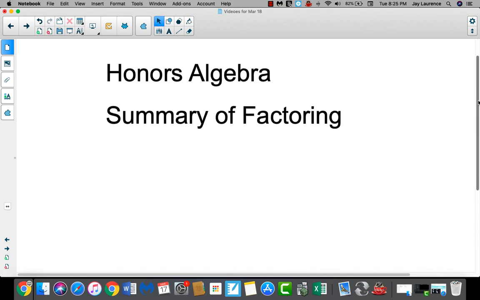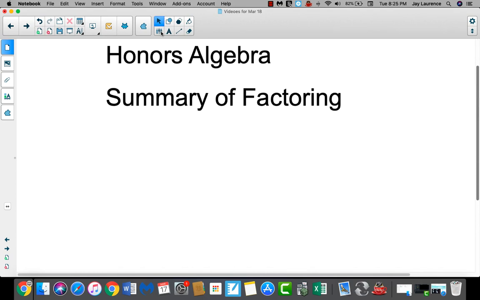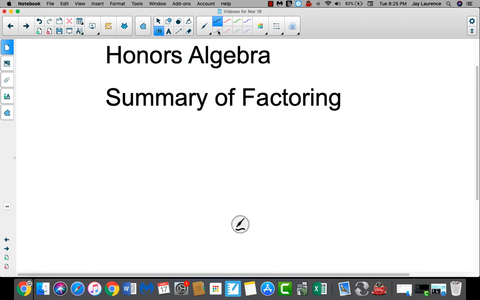Beginning algebra students, Mr. Lawrence here, and we're just going to do a quick summary of factoring followed by a couple quick problems for you to try.